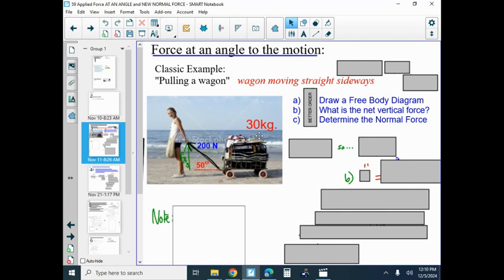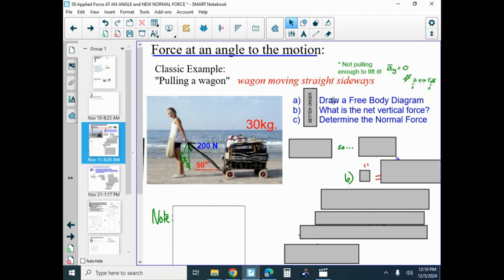Okay. So a classic example is pulling a wagon. You have this 200 Newton force at a 50-degree angle to the horizontal. We need to be able to visualize that some of that force, a component of it, is sideways and some of it is upwards, right? In this situation, we have the wagon moving straight sideways, accelerating sideways, staying on the ground. In other words, we're not pulling enough that it's going to lift it. So the acceleration in the y direction is 0, something that we might use, and so the net force in the y direction is 0.